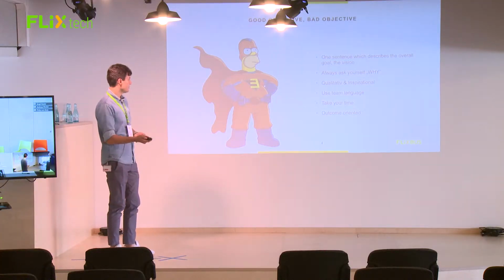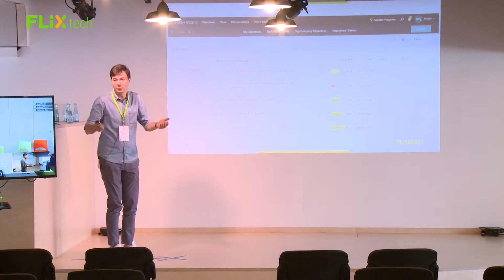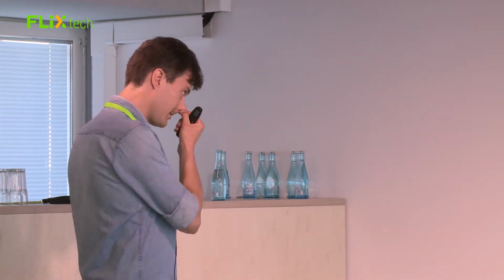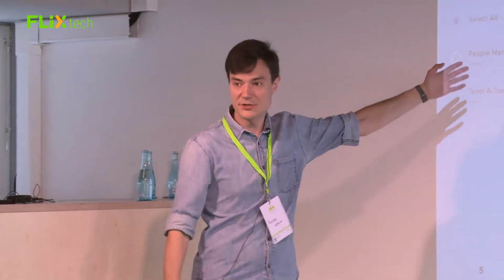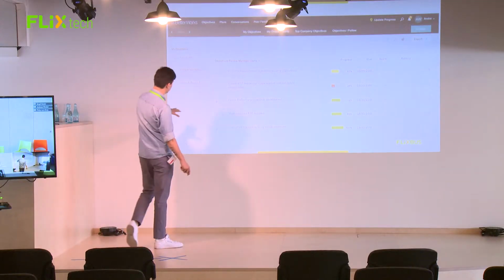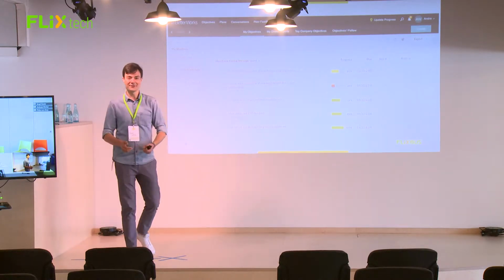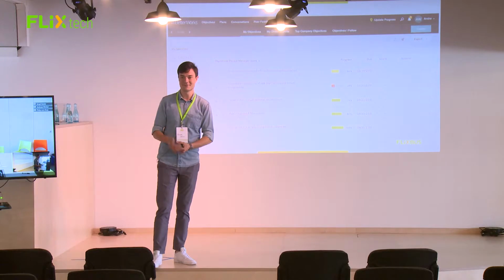Still a little bit theoretical. Maybe we look at a few examples, right? So here are the objectives and key results from the People Manager chapter, which I am part of. And as you see, we have 5 objectives. What do you think? Is it a good number of objectives?